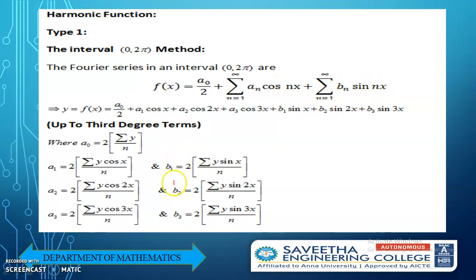What about the b1 value? b1 equals 2 times the summation of y sin x divided by n. Then b2 is 2 times the summation of y sin 2x divided by n. Then b3 equals 2 times the summation of y sin 3x divided by n. If you are familiar with a1, we can replace it for b1, b2, b3: instead of cos x we take sin x, sin 2x, sin 3x. a0 is the constant term, which we write as 2 times the summation of y divided by n. By forming the table we can find the solutions, then substitute the values here, and we get the results using the calculator.